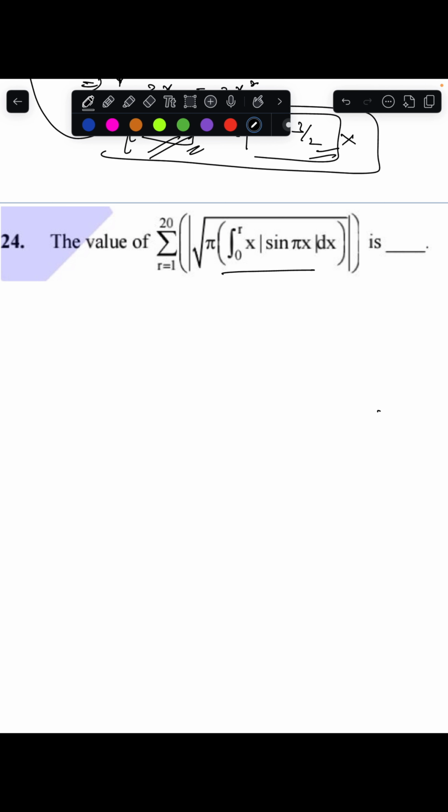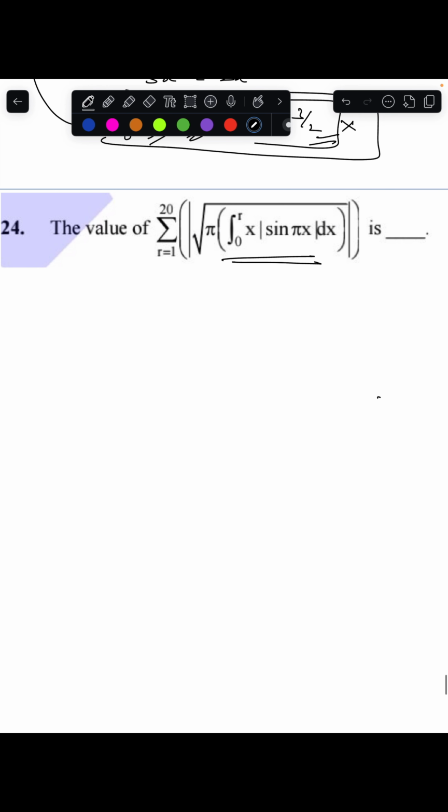Just solve it step by step. So how can we solve it? Let's see here. I'm taking the inside integration value: the integral from 0 to r of x into mod of sine of pi x dx. So now let us analyze how this sigma is going to work, right?